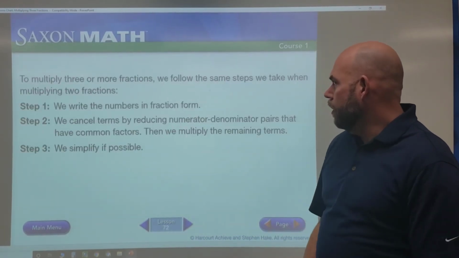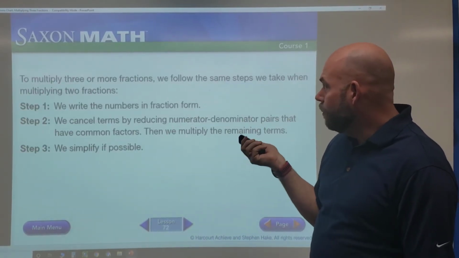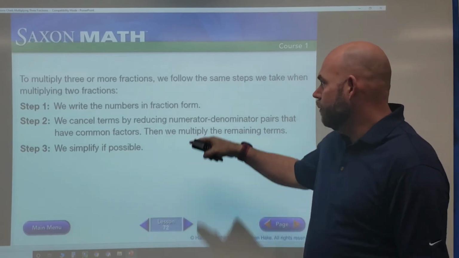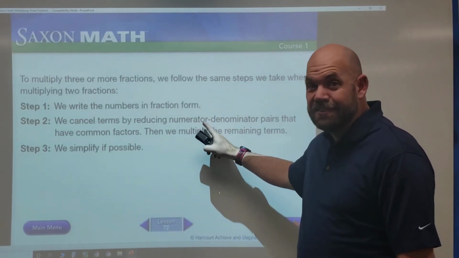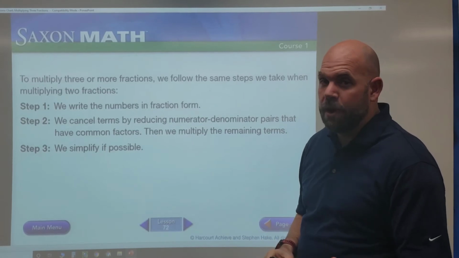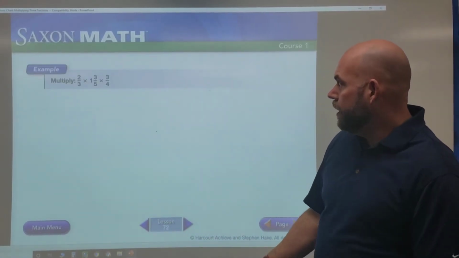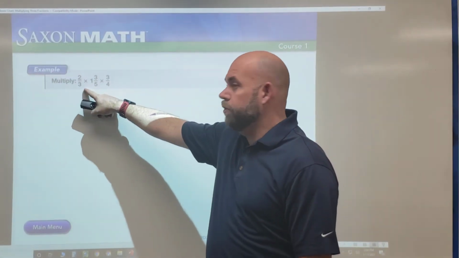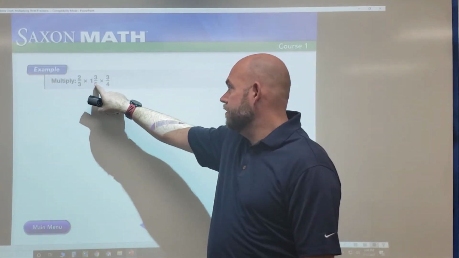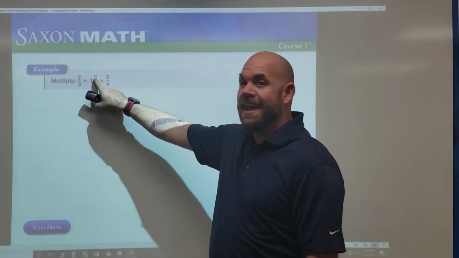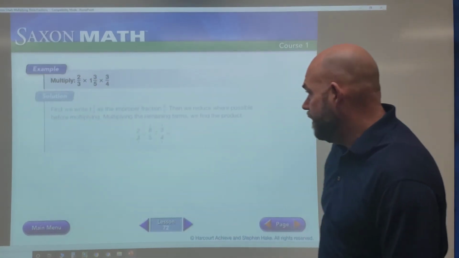All right, to multiply 3 or more fractions, we follow the same steps. We write the numbers in fraction form. We cancel terms first, just like a normal multiplication problem, and then we simplify if needed. Here, we're going to change first to improper fractions, so we need to change this: 5 times 1 is 5, plus 3 is 8. So we'll change that to 8/5.